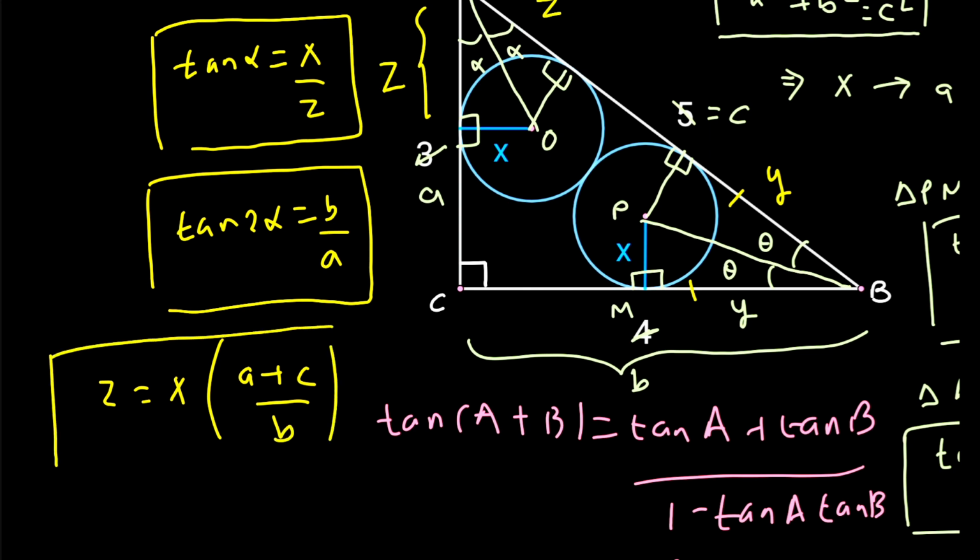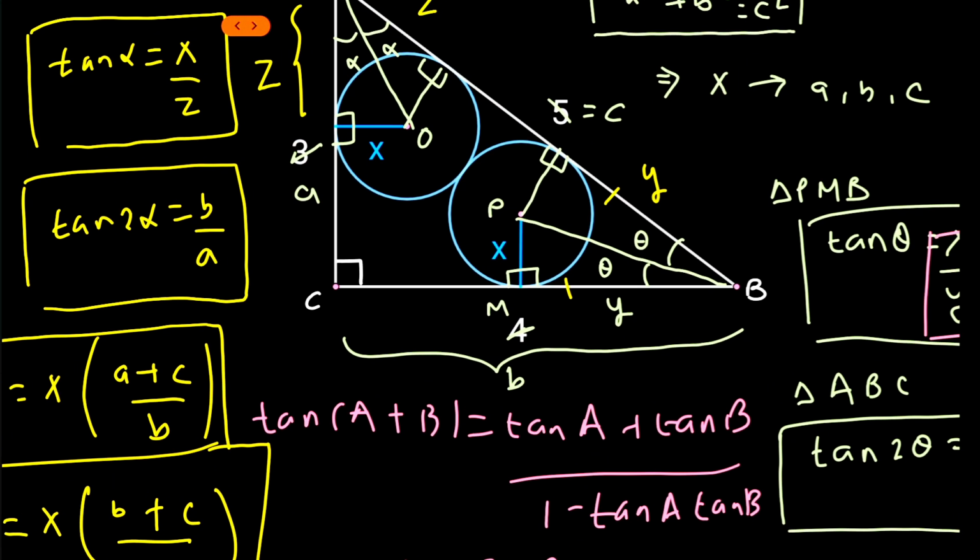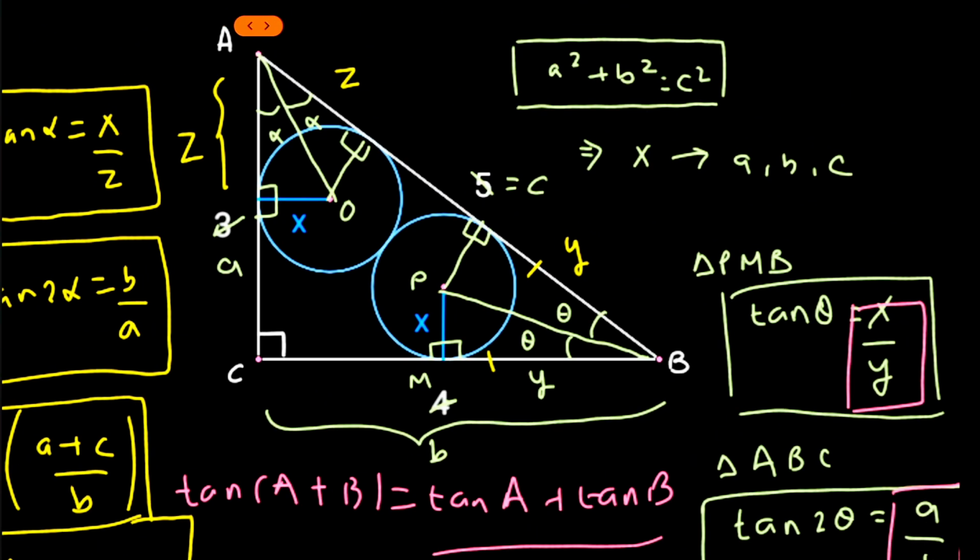So here we have got the value of z by comparing these two values, and previously we have got the value of y in the same way, and that was x multiplied with (b plus c) upon a. Okay, now you can see that we have utilized the fact that these circles are tangent to the side lengths of this triangle, but still we have not utilized the fact that these two circles are tangent to each other at this particular point.